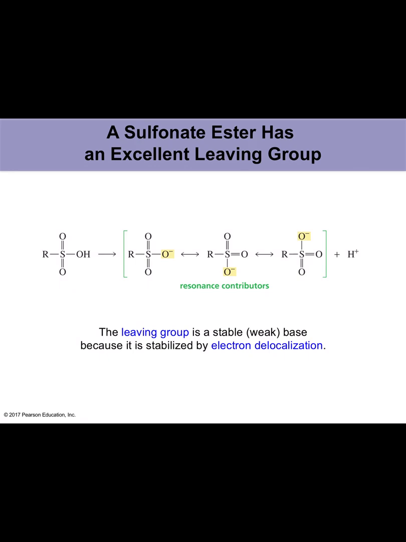A sulfonate ester has an excellent leaving group, which we have seen in the previous slide. So this is the sulfonate ester. You see here, once the hydrogen leaves, the resulting sulfonate is resonance stabilized. If you remember the resonance structures from your general chemistry 1, it's electron delocalization. So the negative charge on this oxygen, with 6 electrons on oxygen, one of the lone pairs can form a bond here, and then it can have resonance with the other 2 oxygens like that. It's resonance stabilized, making it a very good leaving group.